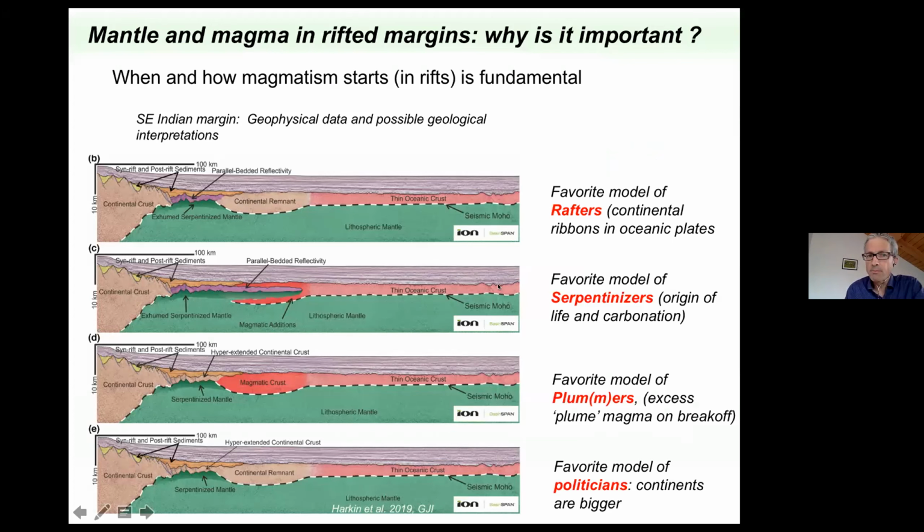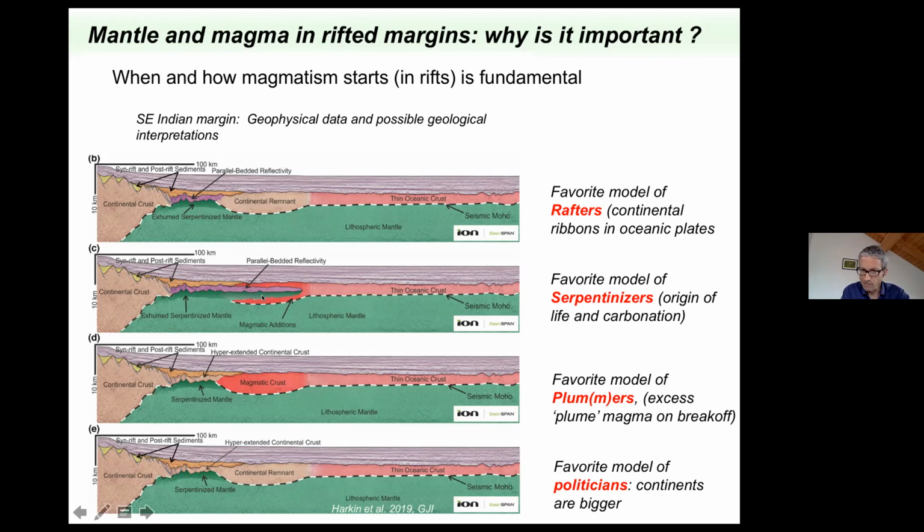So why is magma so important in rifted margins? I give you just this overview cartoon from Harkin et al. from Geophysical Journal International, because I think many people can find themselves somehow in the interpretation of these geophysical data. The first model you see is sort of a favorite model for rifters, that in the oceans there could be continental remnants, as indicated here, which might perturb fundamentally the signals of intra-oceanic magnetism.